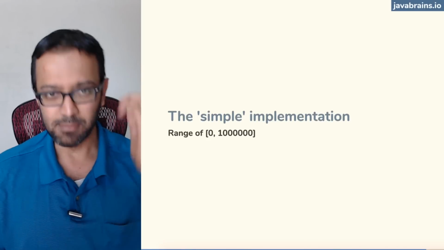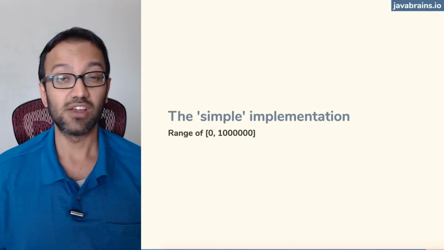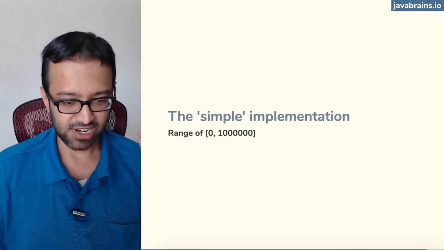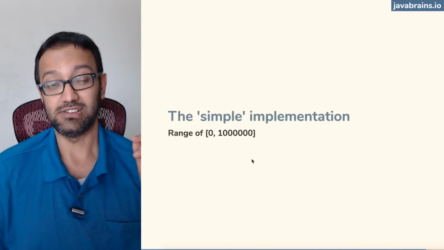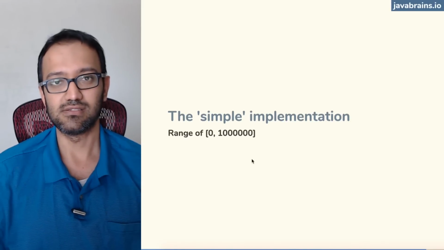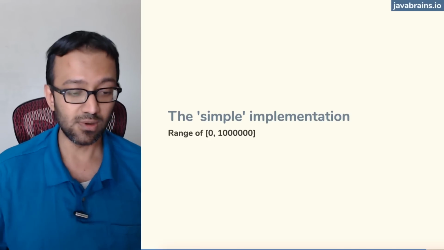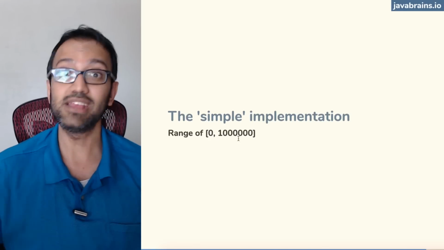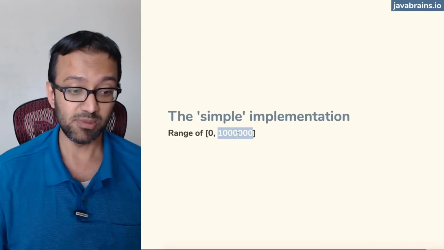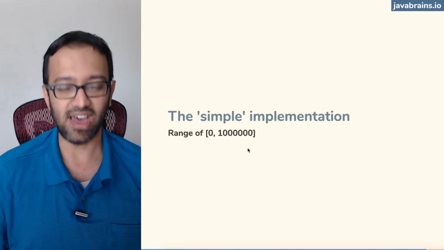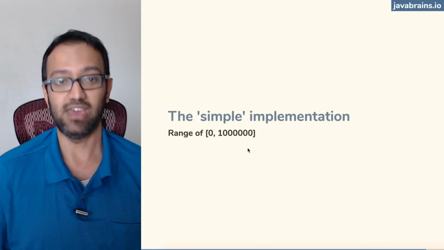Now, there is a simple way to solve the problem, which is not efficient, but it will do. And the simple way is leveraging the fact that they've given you a range. They've said the number that you're going to get as input is going to be between 0 and this number. They're all going to be integers. Well, then you can leverage this fact to implement it in a simple way.